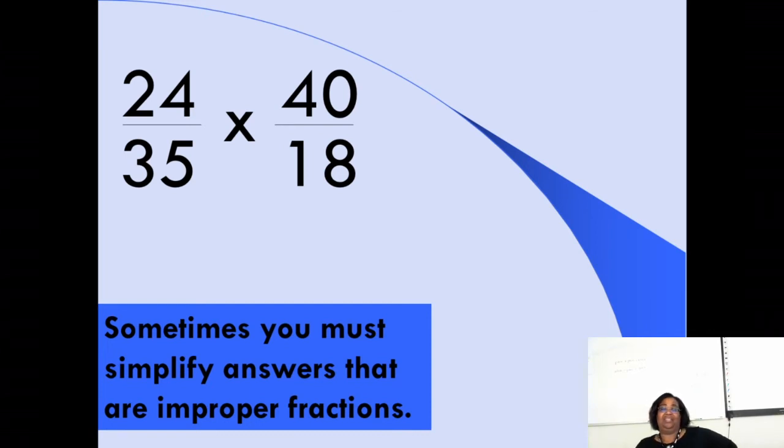There's so many cancellations I could do. I could do 35 and 40. I could do 24 and 18. I could do 40 and 18. What'd you come up with? 1 and 1/7? Okay, Ronald.